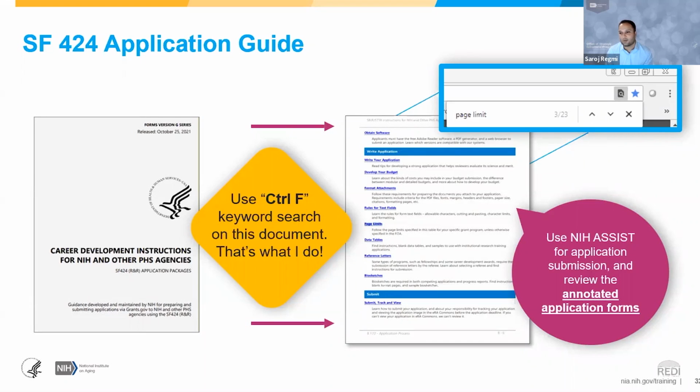There are also annotated forms that are available that, again, differ based on whether you're going to go the K01 career development route or the SBIR, STTR route. But annotated application forms are really useful. They lay out what the application form looks like, and also help you understand what each question needs.